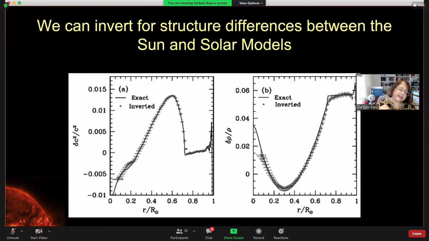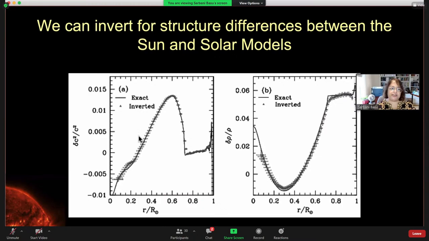But because we have so much solar data, we don't have to do that. Since the frequencies depend on the structure, we can actually, what we call, invert frequencies to find out the solar structure independently of models. This lets us test solar models in detail.